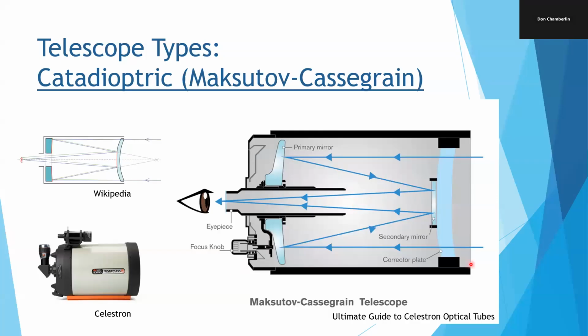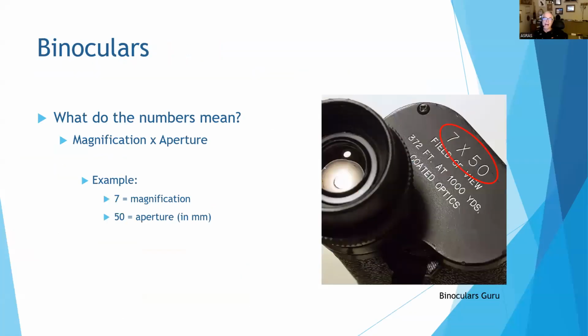Thank you. Okay, great. A brief word about binoculars. What do the numbers mean? They're presented as magnification times aperture. So the 7 here would be a magnification of 7 times with these binoculars. And the aperture of the binoculars is 50 millimeters. These also state the field of view, but I'm going to mainly address these two.